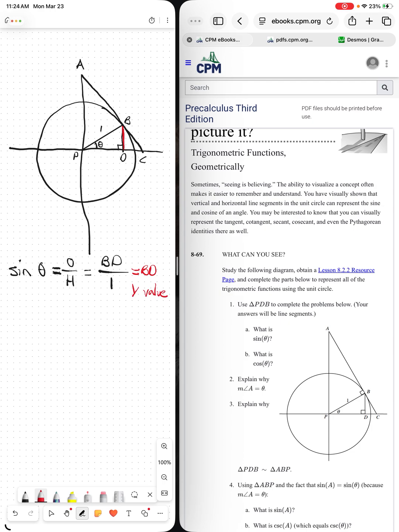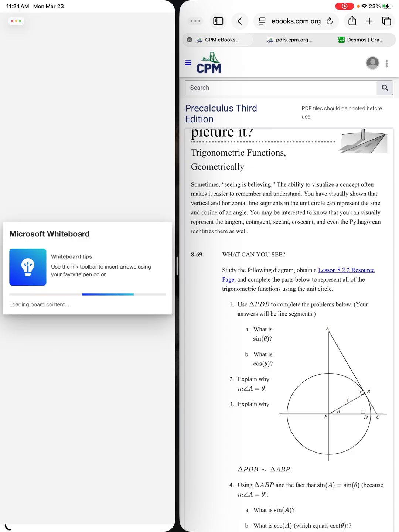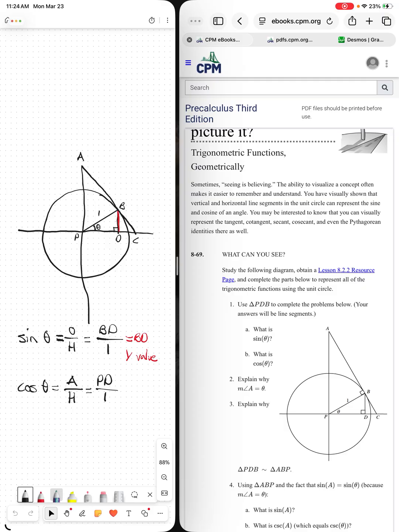What is cosine? Cosine is adjacent over hypotenuse. The adjacent is PD over the hypotenuse, which is 1. So again, we're talking about this side, and that side is our cosine. It's PD, or the X value.